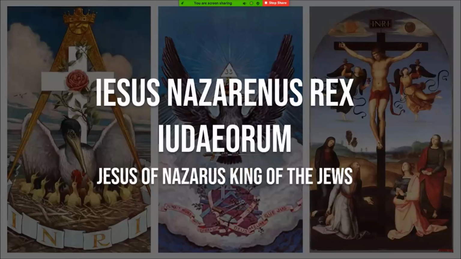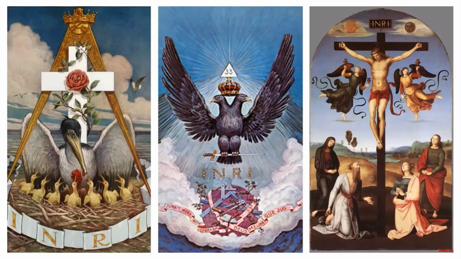INRI is Iesus Nazarenus Rex Iudaeorum, which means Jesus of Nazareth, King of the Jews. Okay, the first picture, aside from the sun and the moon, sure. I get why it says Jesus of Nazareth, King of the Jews. That was in the Bible. What I don't understand is why is a pelican and why is a double-headed bird being depicted with INRI? Is the bird being called King of the Jews? Is this double-headed bird here, the phoenix, being called King of the Jews?